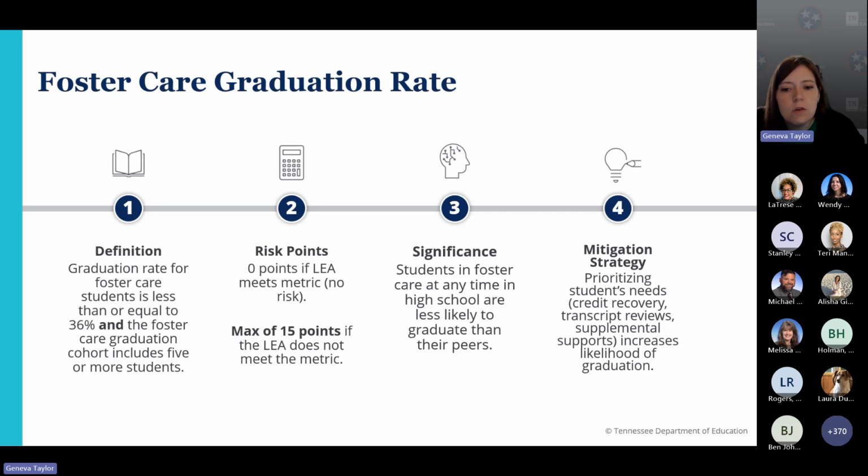And what we can do is prioritize our students' needs and make it easy for them to accomplish credit recovery. We can review transcripts and make sure that we are giving them credit for closely aligned classes. For our high school students, we're making sure that they're in a very similar program of study in CTE, and providing supplemental support such as tutoring. All of those strategies increase the likelihood of graduation.